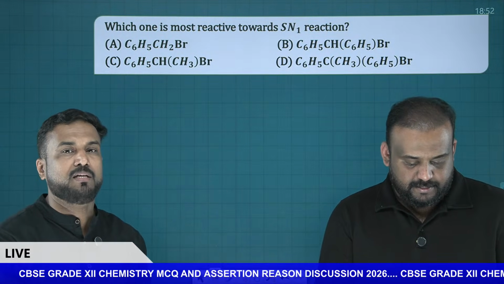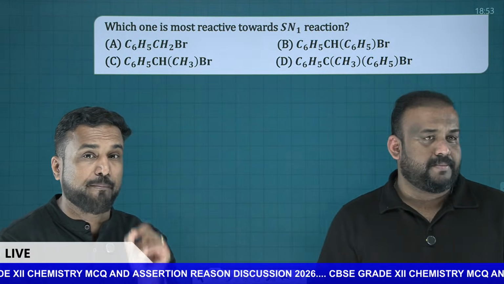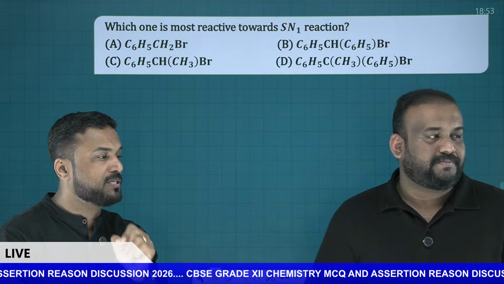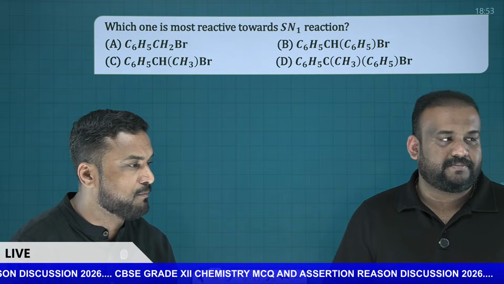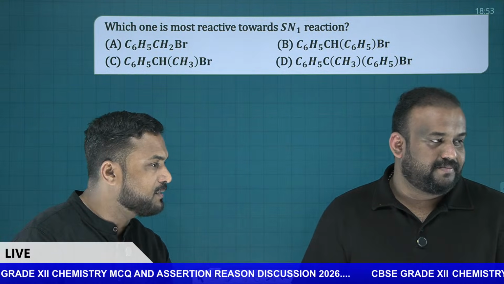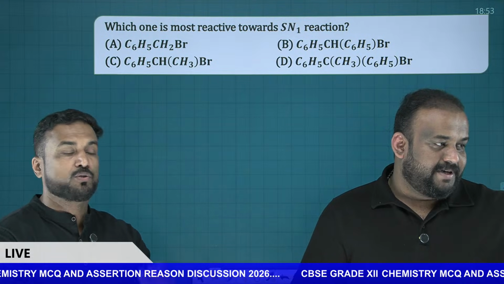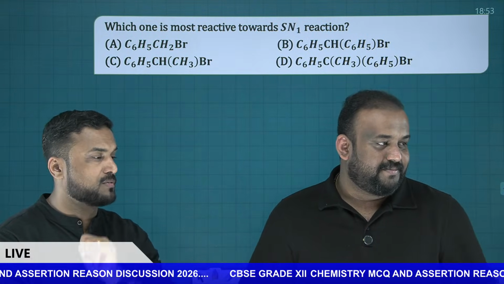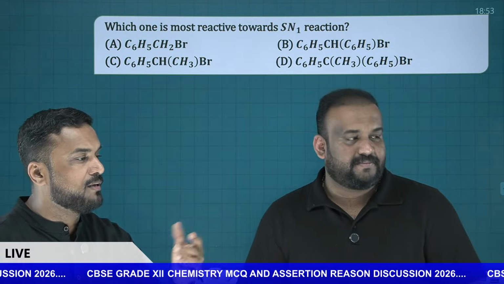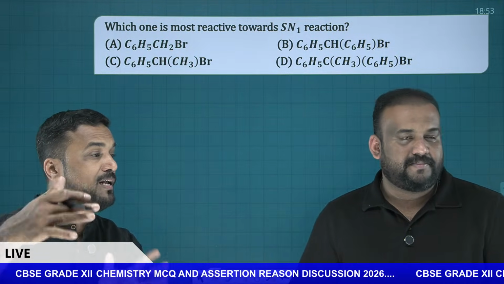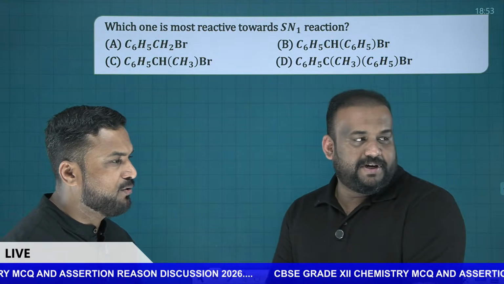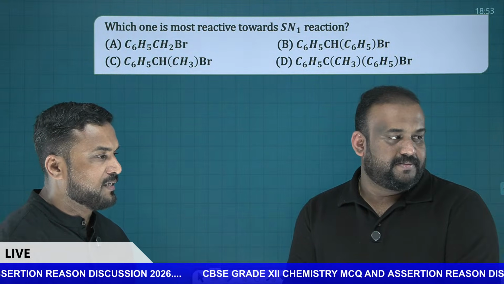SN1 means the reaction proceeds based on the stability of the carbocation. That you keep in mind. Read the question carefully, recollect the concept behind the question, and do it. Benzylic is the most stable, after that allylic, after that tertiary. If benzylic is there with primary, secondary and tertiary, benzylic tertiary is the most. People are sending answers now, option D, and most of them are giving the correct answer.